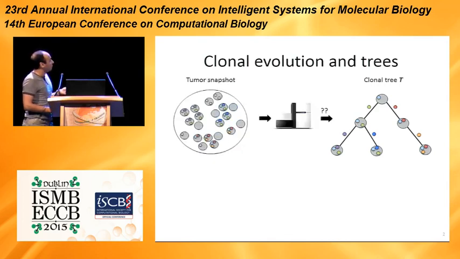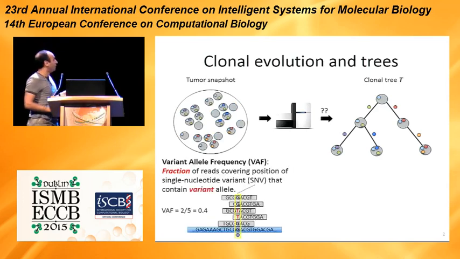So let's take a closer look at this heterogeneous mixture of cells. And the goal is to infer this tree, and we do that by sequencing. So in cancer, there are many types of mutations. And here we focus on single nucleotide variations. In that case, our data corresponds to variant allele frequencies. And these are fractions of variant reads at a position. So in this case, we have 5 reads, 2 of which have the variant allele, and this corresponds to a variant allele frequency of 0.4.